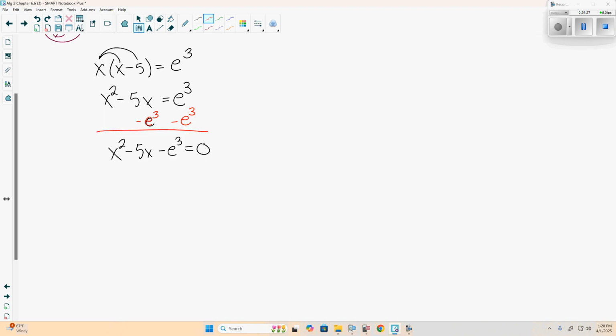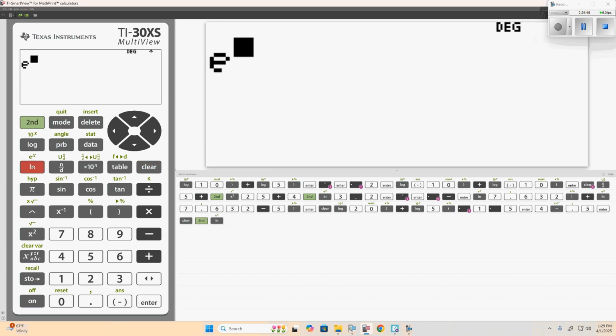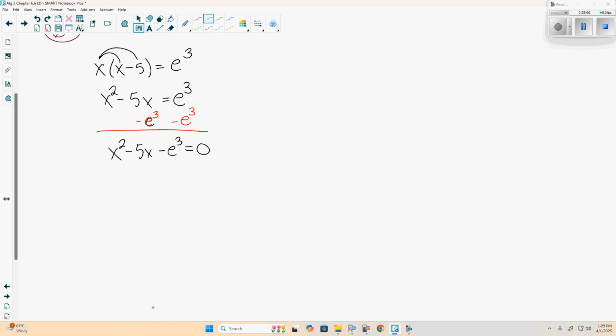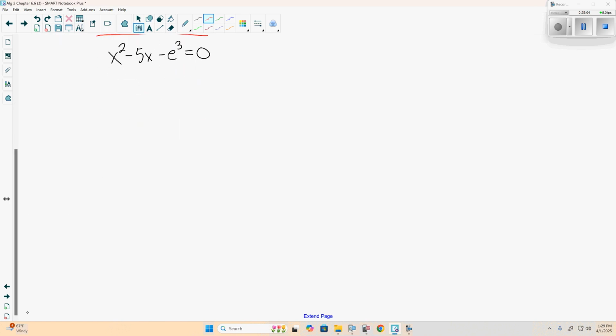Now the main reason I bring this one up is that it's not possible to factor this here. It is possible to graph it, but we have to do a little bit more than just graph and look at a table. And that's because e is an irrational number. Because e to the third power is this here. So we could try approximating it to 3 decimals or leaving it as e to the third. Either way, we will have to use the quadratic formula to solve this here. We have to use the quadratic formula.